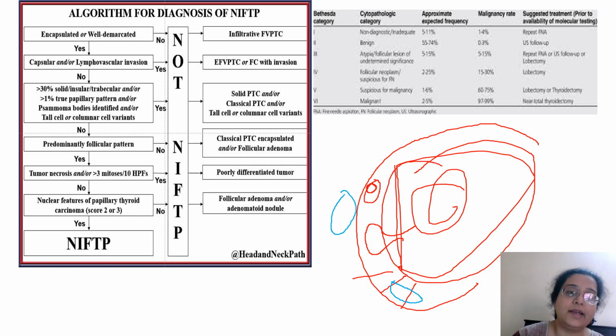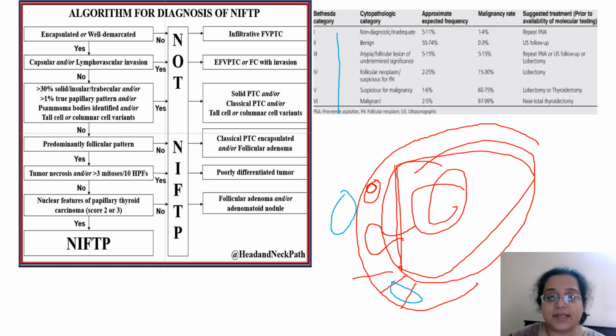So let's go ahead. If your tumor is encapsulated, this is histopath, not cytopath. In cytopath, you will not be able to tell about NIFT-P. In cytopath, you can only give these Bethesda categories, and that's it. Why I'm discussing histopath here is because this is important. I'll discuss it when I start with histopath lectures also, but this is important, so I'm telling you.